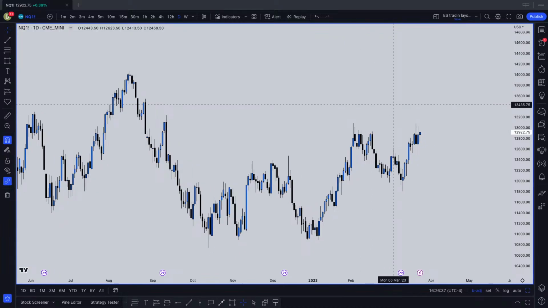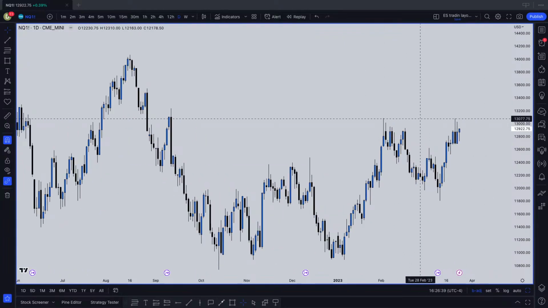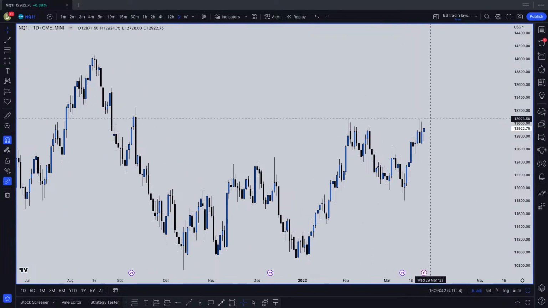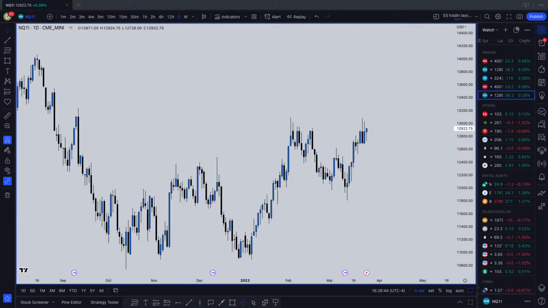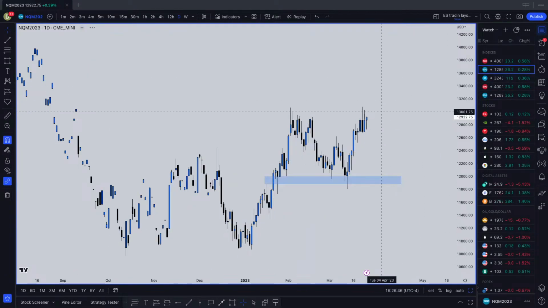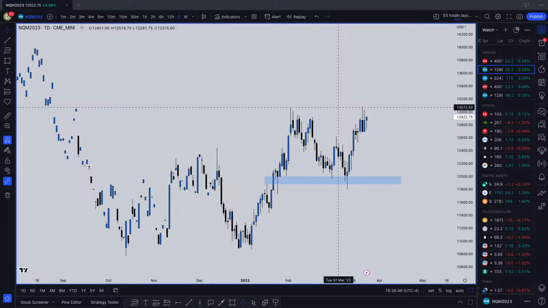So now going into the analysis for the NASDAQ. So here we see the NASDAQ has taken out the high. Now let's look at the official contract. Okay, so we see here the NASDAQ has taken out the high.